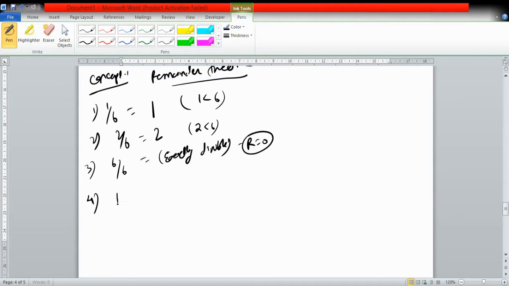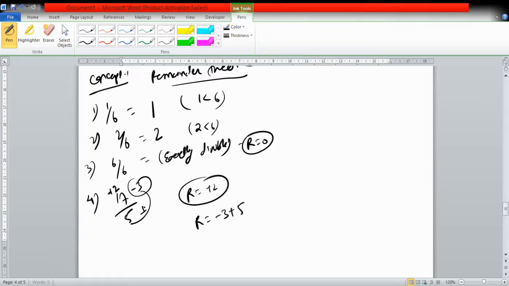If it is given 17 by 5, 17 by 5 means 15 plus 2 remainder, or we can say minus 3 also. Whichever you select. So the remainder is plus 2. But if you take the negative number, if you select minus 3, then that minus 3 you need to add to the divisor, and it will be plus 2 itself.